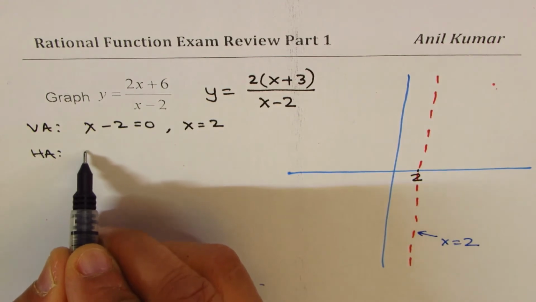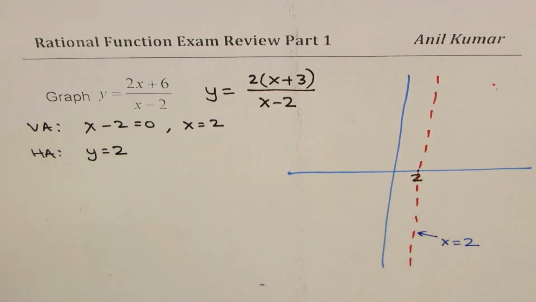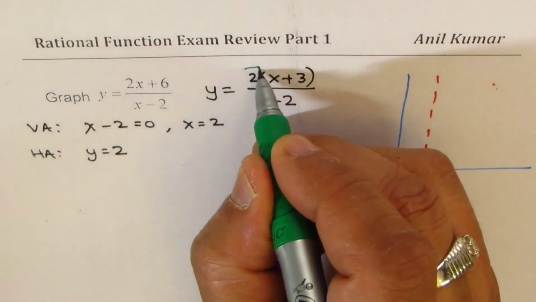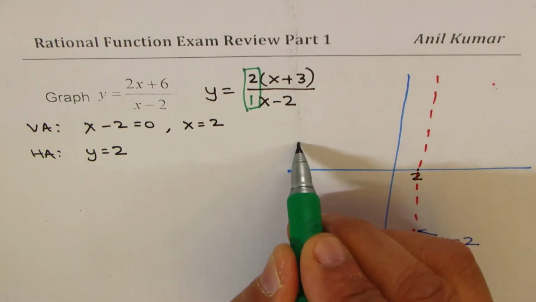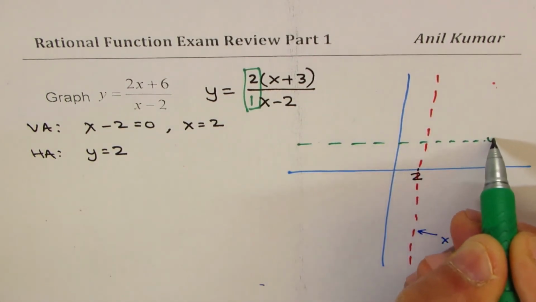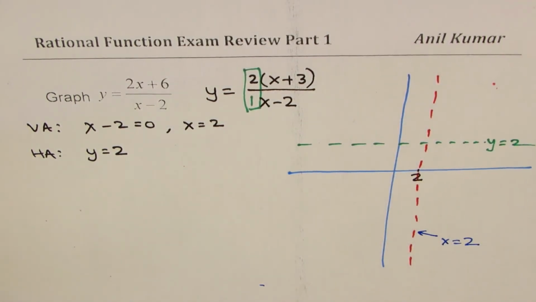So the horizontal asymptote is y equals 2. So y equals 2 is the horizontal asymptote, which we got from here, right? This is 1, correct? So let's say this is my horizontal asymptote, y equals 2. Now we need just the x and y intercepts.